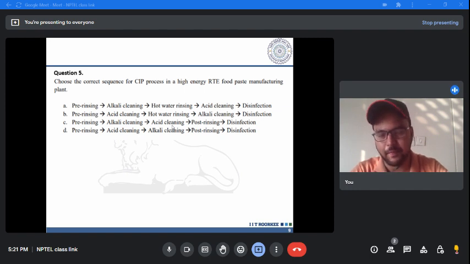Option A is: first pre-rinsing, then alkali cleaning, then hot water rinsing, then acid cleaning, then disinfection. The second option is: pre-rinsing, then acid cleaning, then hot water rinsing, then alkali cleaning, then disinfection. Third is pre-rinsing, alkali cleaning, acid cleaning, then post-rinsing and disinfection. And D is pre-rinsing, acid cleaning, alkali cleaning, post-rinsing and disinfection. According to you, which is the correct sequence? Please write in the comment box, and I will let you know after some time.